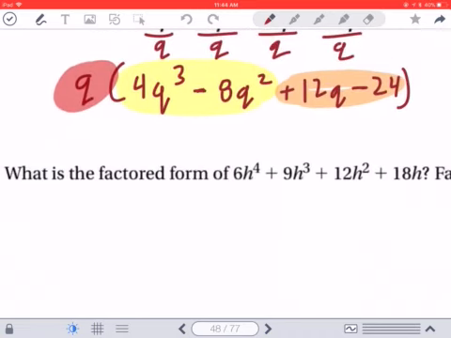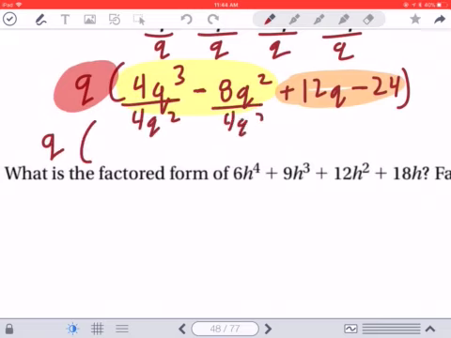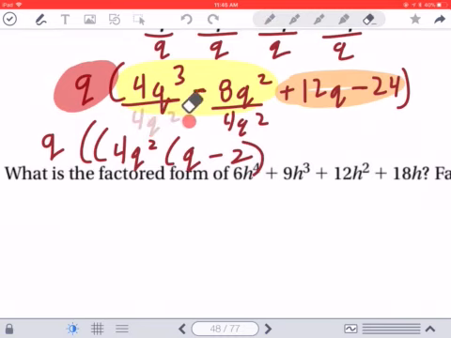So I've got this q hanging out, and then I'm going to factor out a 4q squared here. Within this, I'm going to factor out a 4q squared, and I'm going to be left with q minus 2. All right, so I factored out that 4q squared, and then I'm left with 4q squared times q minus 2.